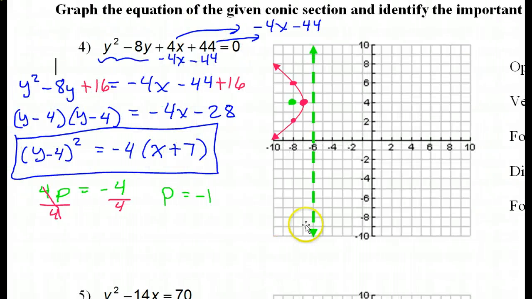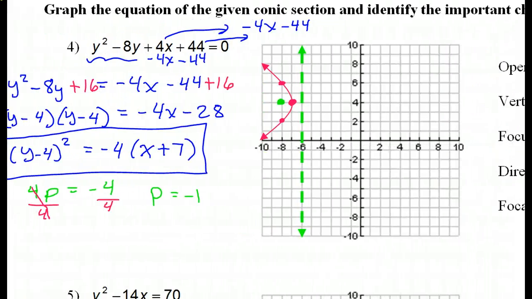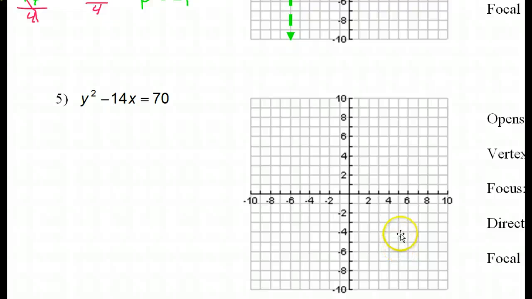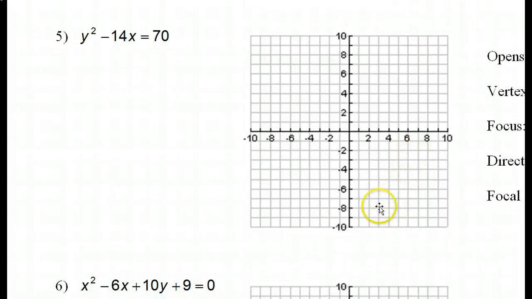Alright, so that's it for number 4. How many more of these we got, people? 2 more. Alright, this is a relatively short assignment, I suppose. Guess it does take a few steps. Anyway, this one's looking a little short. I wonder if that's going to cause us any trouble.